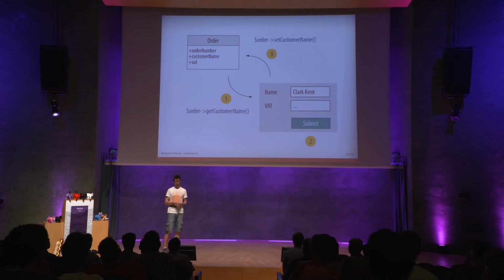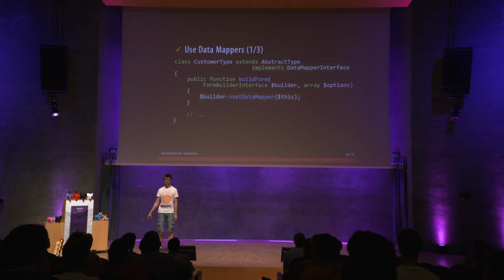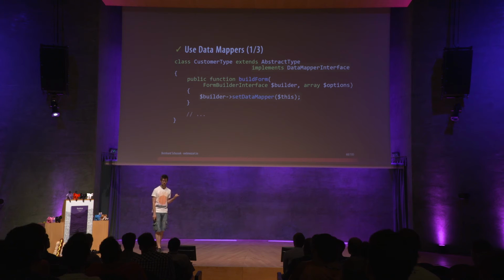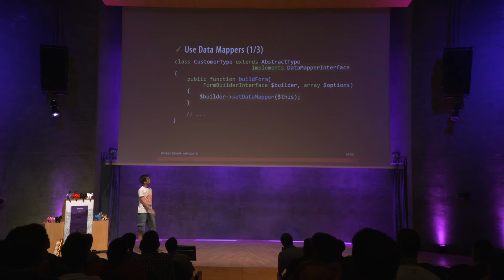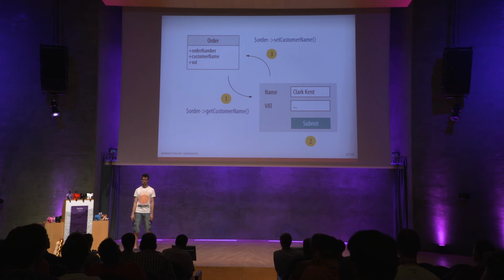If you want to support non-standard methods in your form, you can use custom data mappers and custom data mapping. Just like before with the data transformer, you can implement data mapper interface in your type, and the data mapper is basically responsible for executing this logic, calling getters and calling setters with updated information of your form on the model.